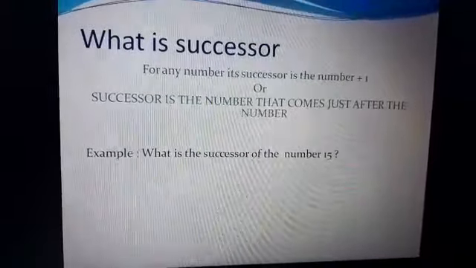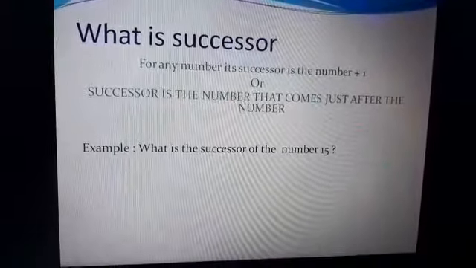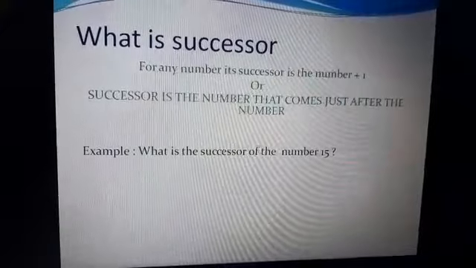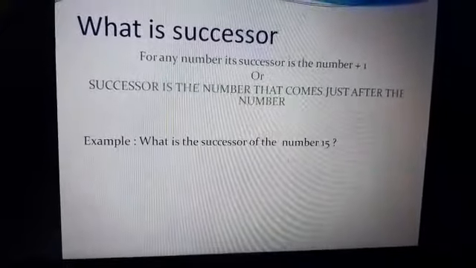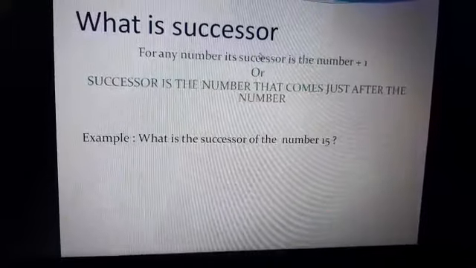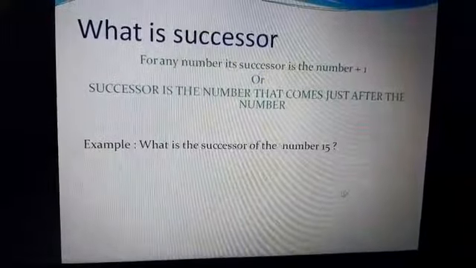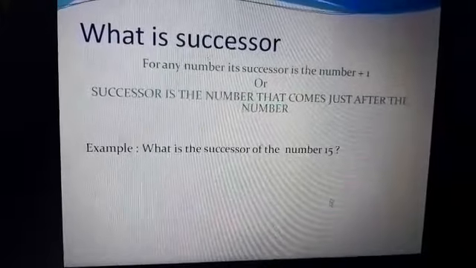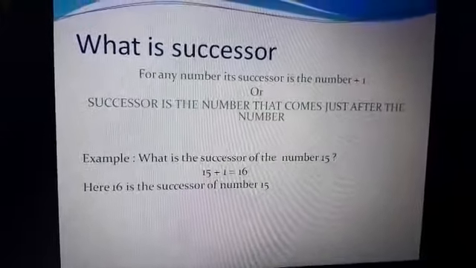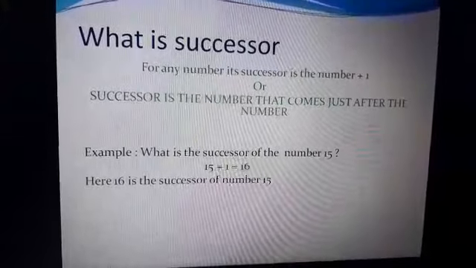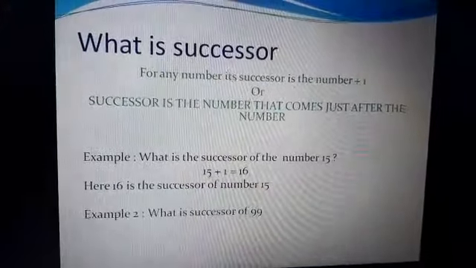If you see an example over here, what is the successor of number 15? As we have learned right now in this definition, successor means number plus 1. So what are we going to do to find the successor of 15? 15 plus 1 gives you 16. So here 16 is the successor of number 15.